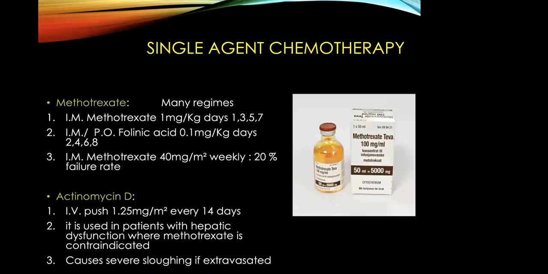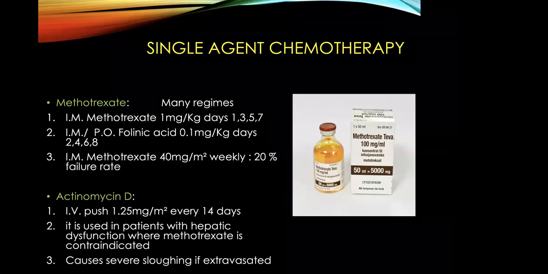Now let us understand the chemotherapeutic agents. So the commonly used agent is methotrexate. It is 50 ml or 5000 milligram bottle which is available. You have to calculate the dose. The dose is 1 milligram per kg. So if she is 60 kg, you need to give her 60 milligram of intramuscular methotrexate, or you can put it into IV infusion, but preferably we use intramuscular. And they have to be given alternate day. So you give 4 shots of this drug.